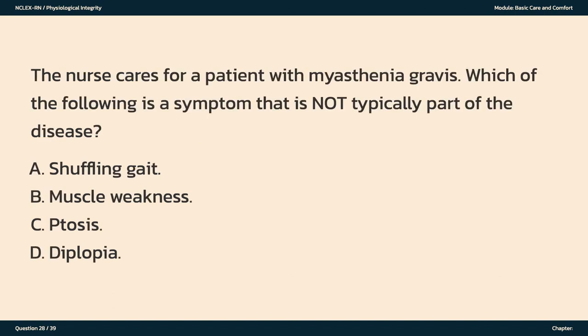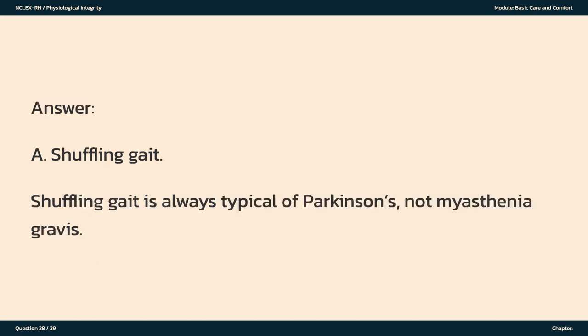The nurse cares for a patient with myasthenia gravis. Which of the following is a symptom that is not typically part of the disease? A. Shuffling gait. B. Muscle weakness. C. Ptosis. D. Diplopia. The answer is A. Shuffling gait. Shuffling gait is typical of Parkinson's, not myasthenia gravis.